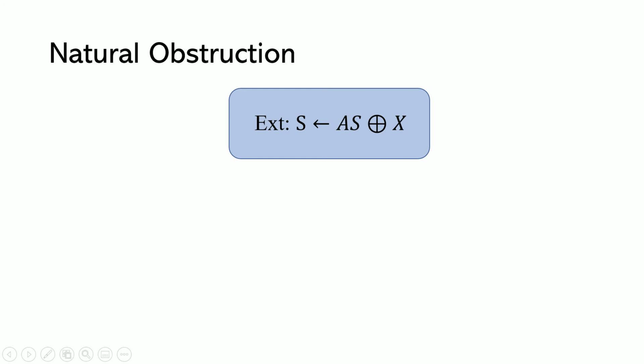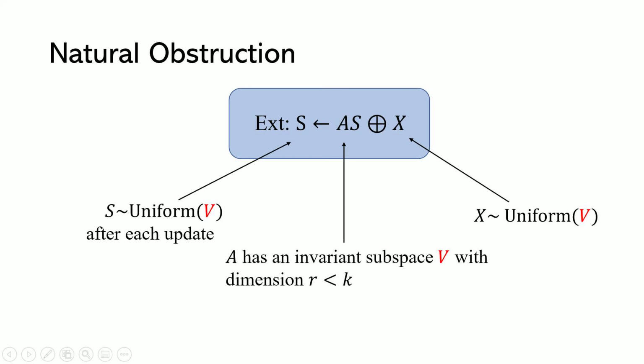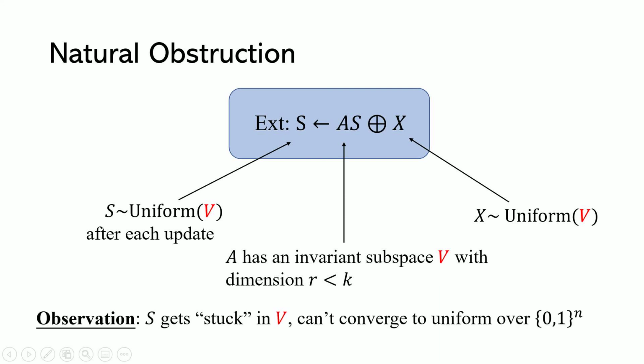More generally, if A has a non-zero invariant subspace V with dimension R, which is smaller than n, and the IID samples are from the uniform distribution over V, we can use the same reasoning to see S remains uniform over V after each update. In the end, S can never accumulate more than R bits of entropy, which means S cannot converge to uniform.